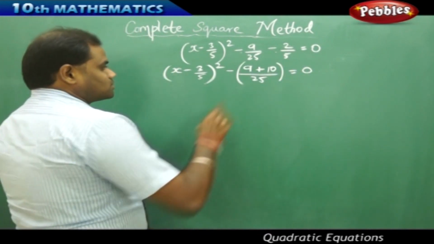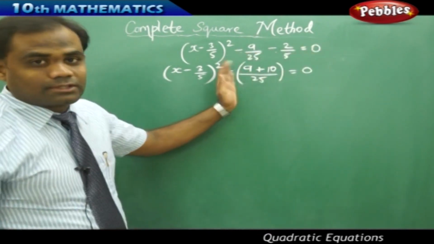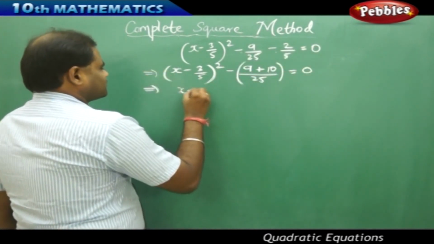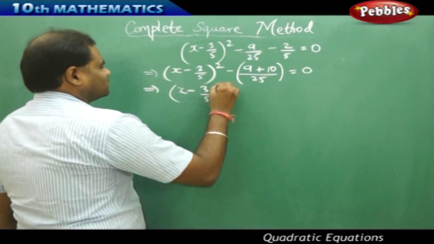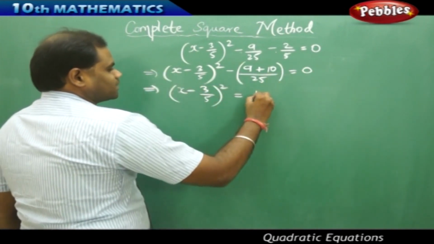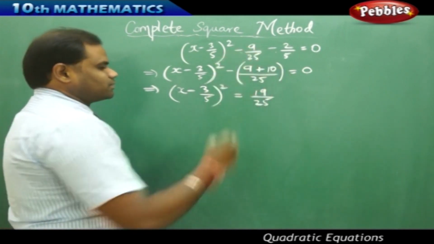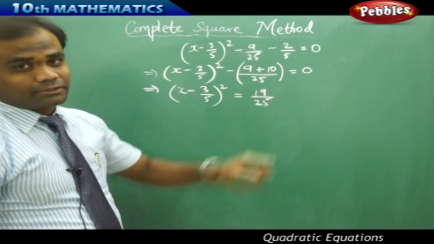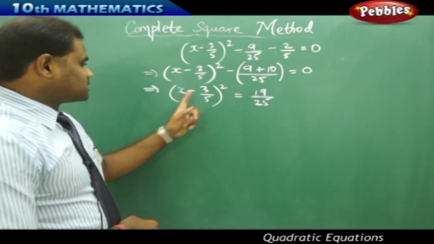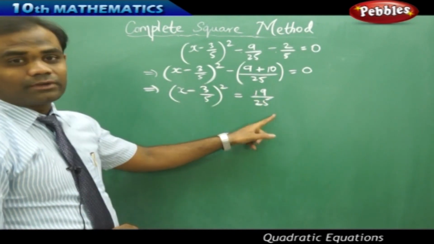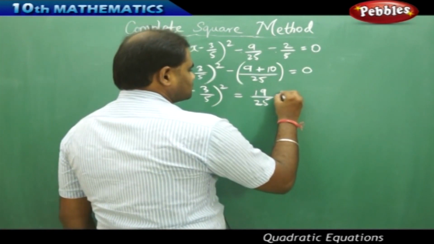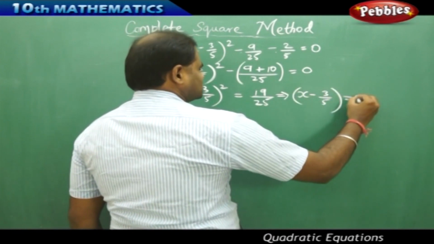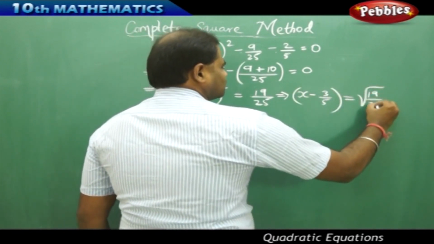Now this reduces to an equation where the constant is taken to the right. Therefore from here this implies x minus 3 over 5 whole square will be equal to 10 plus 9, 19 over 25. Now this is further simplified by taking the square to the right side, which reduces as a root. So when x minus 3 by 5 whole square is equal to 19 by 25, then that implies x minus 3 over 5 is equal to root 19 over 25.